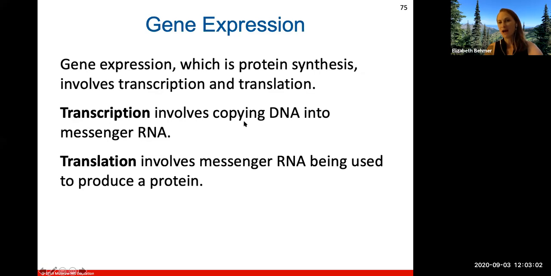Transcription involves copying the DNA into what we call messenger RNA. So the DNA will need to be copied to another form first, called messenger RNA. And then translation is the process that involves that messenger RNA, which was the copied instruction from the DNA, being used to produce a protein. So transcription is copying DNA into messenger RNA, and translation then is just using the code or those instructions in the messenger RNA to make a protein.